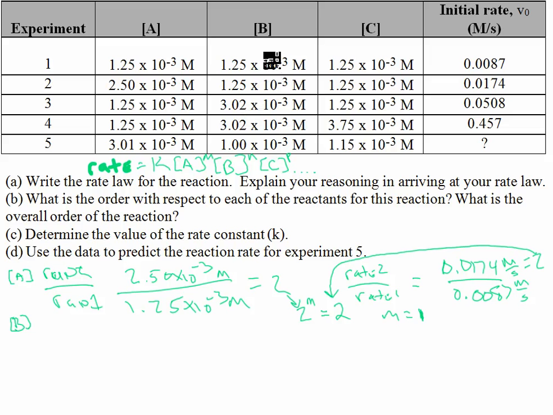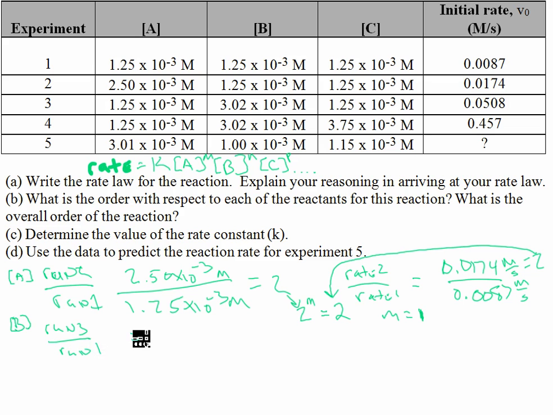So let's see, I'm not going to use 1 and 2 because B doesn't change. I can use 1 and 3. And let's see, in 1 and 3, A has the same concentration. Good, and C also has the same concentration. So I'm going to use runs 3 and 1. And I'm just going to do the same thing as I did before.